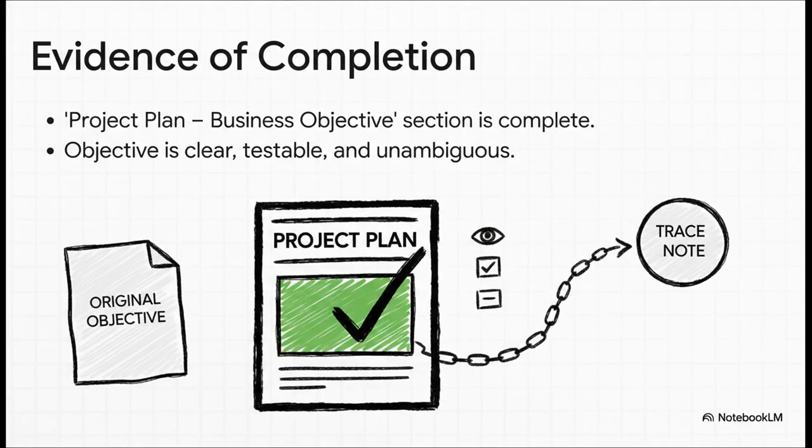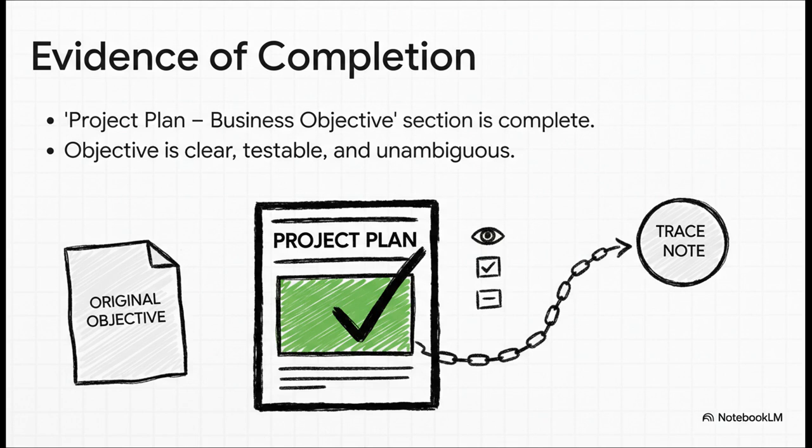So the proof that you're done comes in 2 parts. First, the project plan itself, with an objective that's clear, testable, and leaves no room for guessing. And second, there's this little thing called an objective trace note. Now, this sounds fancy, but it's just a simple, crucial piece of the puzzle.